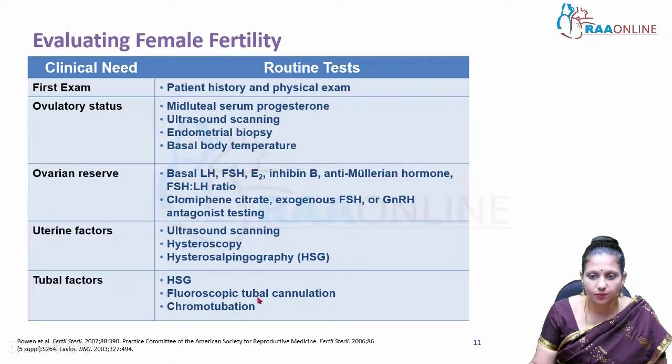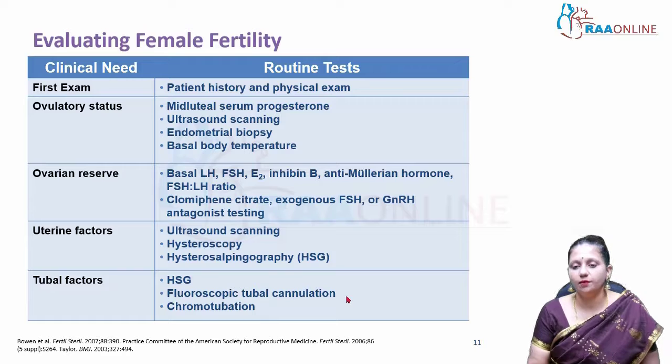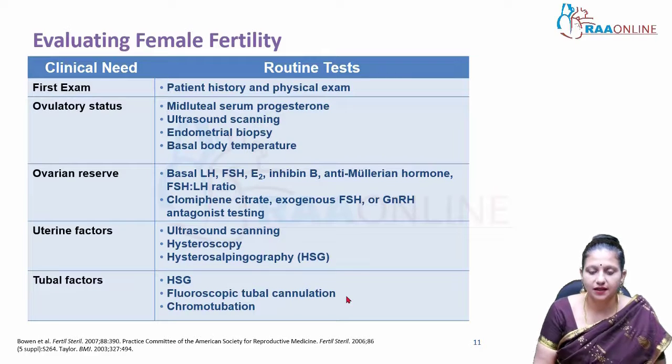We can do a fluoroscopic tubal cannulation. Under hysteroscopic guidance, we can actually cannulate the tube with the help of the Cook's tubal cannulation catheter and insert the methylene blue dye inside the fallopian tube and check the spill laparoscopically.